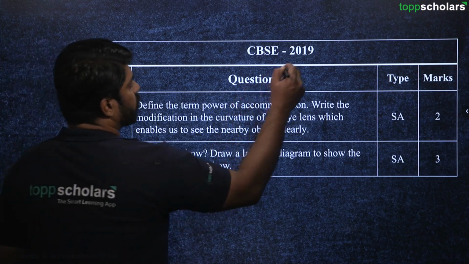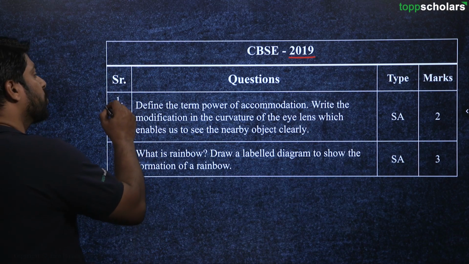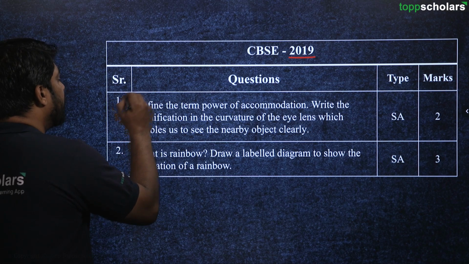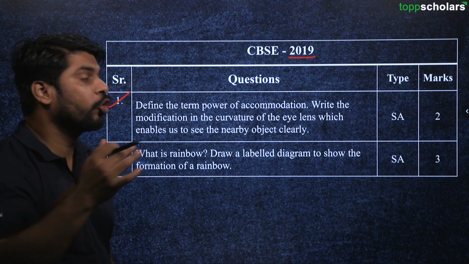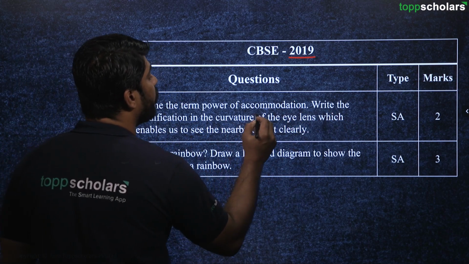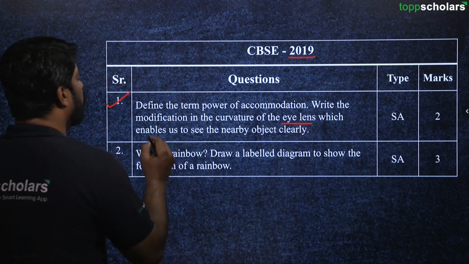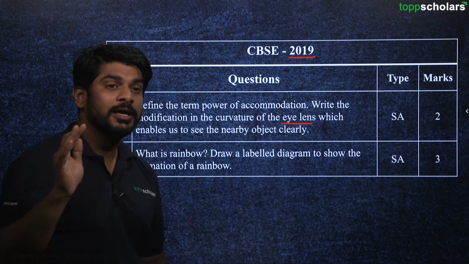So first of all, starting with the year 2019. So the first question in the year 2019 is define the term power of accommodation. Write the modification in the curvature of the eye lens which enables us to see the nearby objects clearly.